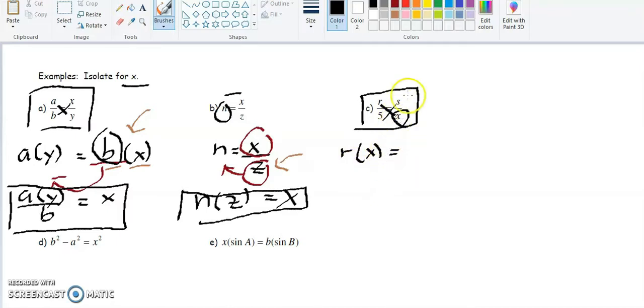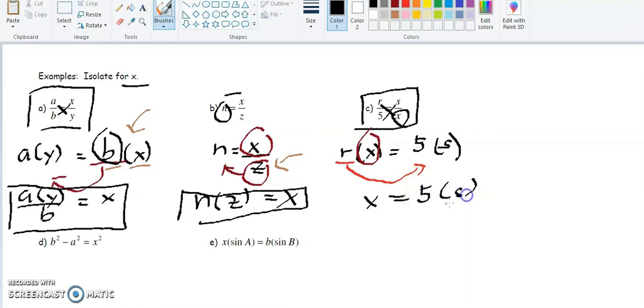So r times x equals 5 times s. So again, our main goal is to isolate x. Therefore, the easiest way to do that is to move over r to the other side. So because it is multiplied on the left side, once you move it over to the right side, it becomes divided. So 5 times s over r. There you go.